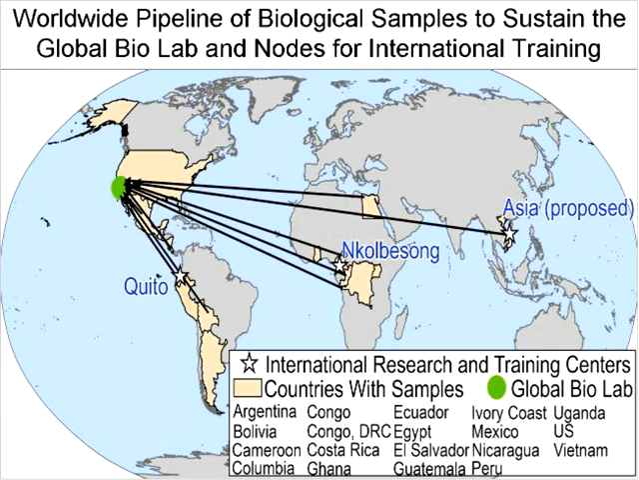One of the exciting opportunities that we have through this collaboration is that the Center for Tropical Research has been building this worldwide pipeline of biological samples and are very eager to have those samples come into the Global Bio Lab for both biobanking and also screening. The other opportunity that we have through this collaboration is that the Center for Tropical Research has established international research and training centers in specific countries in the developing world, specifically where there are infectious disease hotspots, because Tom is the director of that facility.